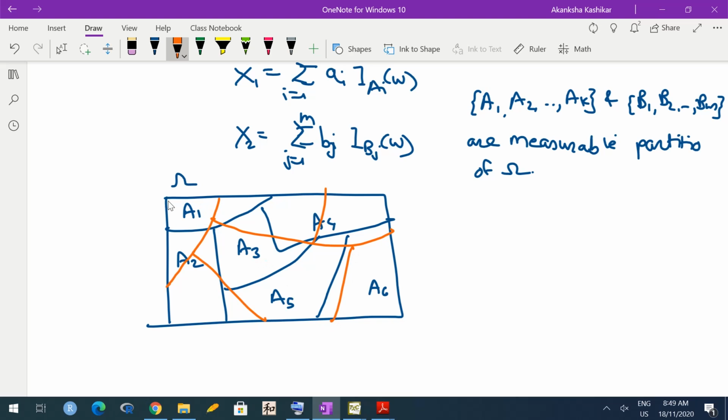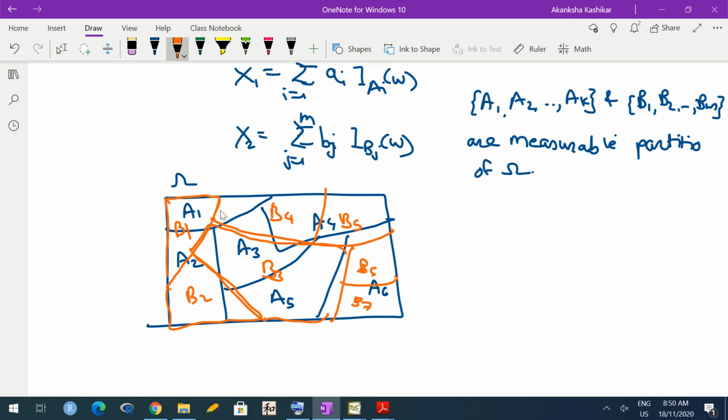This orange thing becomes b1, then this becomes b2, this orange portion. This next big thing becomes say b3, this is b4, this is b5, this is b6, but as I said we don't have to have the same, so let me call it b6 and this is b7. We need not have the same number of sets. Now when I want to define x1 plus x2, I have to worry about both the sets.